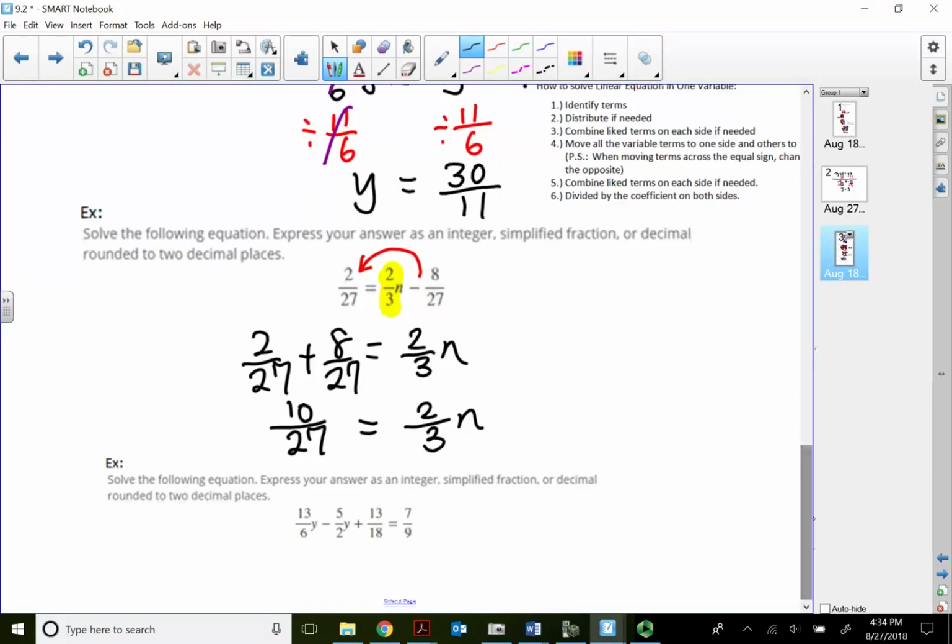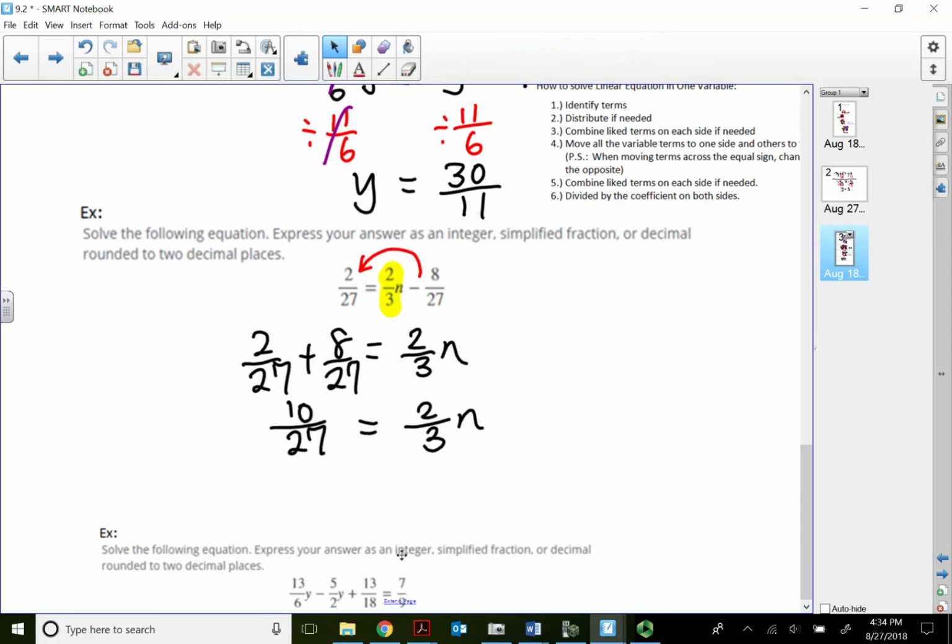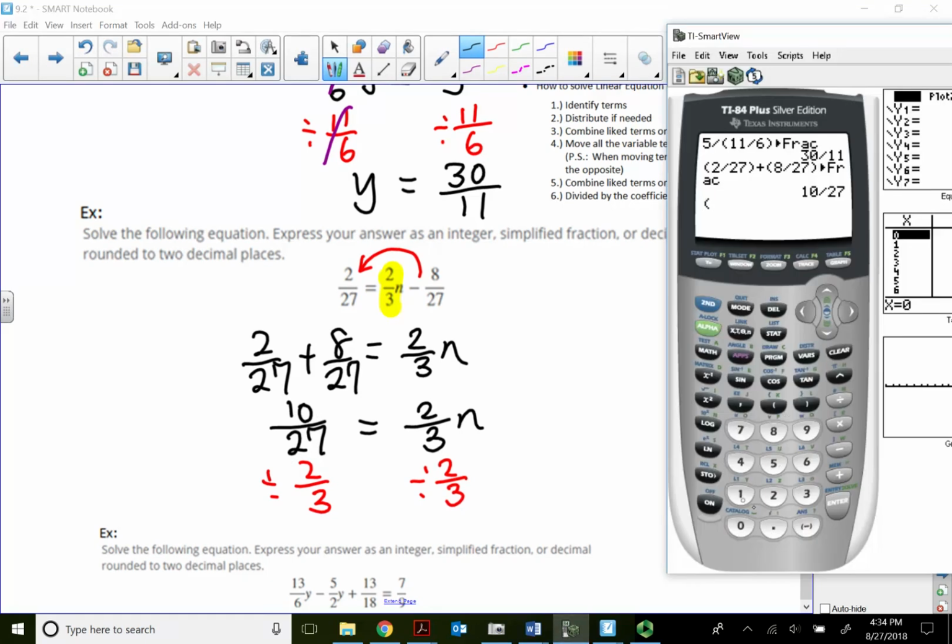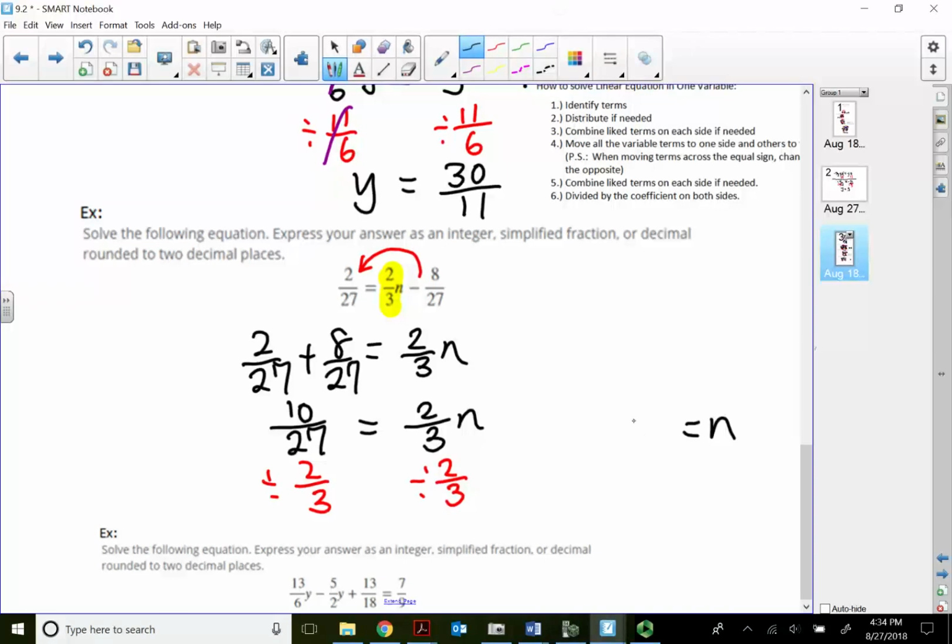So now to get n by itself, I will divide both sides by my coefficient 2/3. All right, let's see what it turned out to be. 10 over 27 is already there, so that's the first one I key in. 10 over 27, close parenthesis, divided by, open parenthesis, 2 over 3. Convert to a fraction. My answer, 5 over 9.